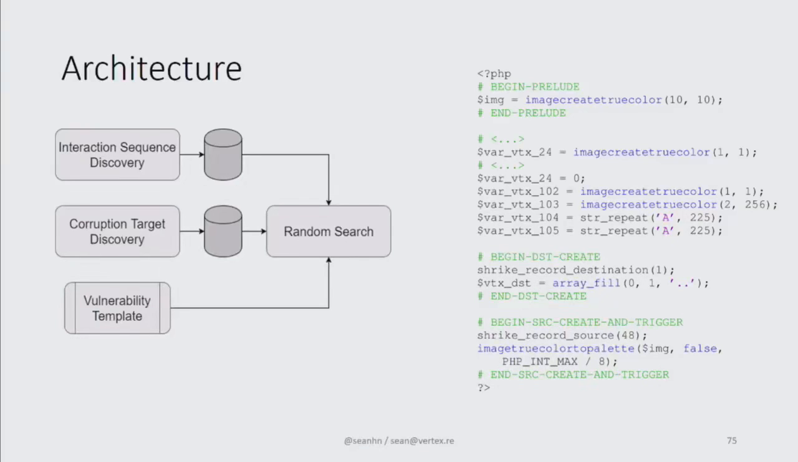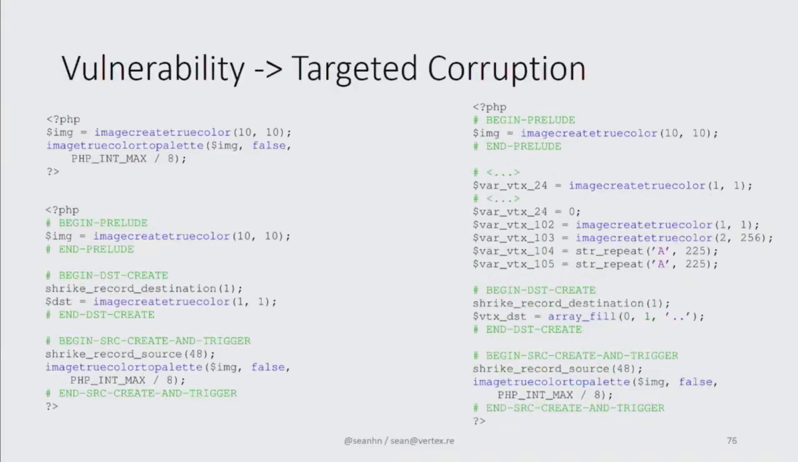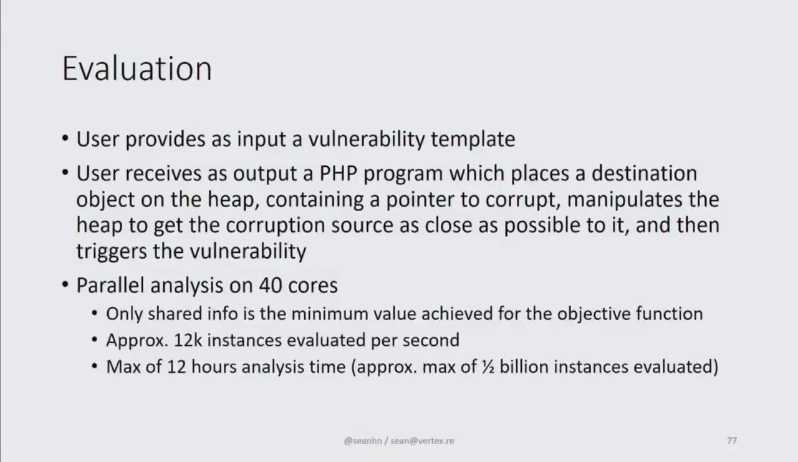So these are the instances that are going to be created during the search, and we're going to randomly create thousands, hundreds of thousands, billions of these until we find one combination of these function calls which places the thing that we want to corrupt next to the thing that we are overflowing out of. Okay, so this is kind of the end-to-end process. We start off with a vulnerability trigger. We can create from that a template, and then the system creates these instances.